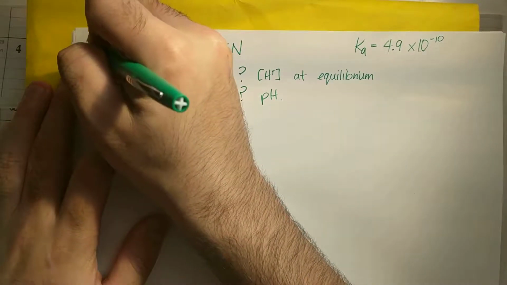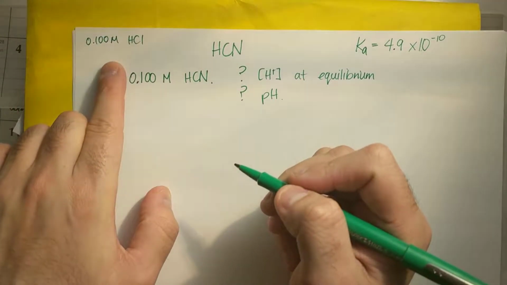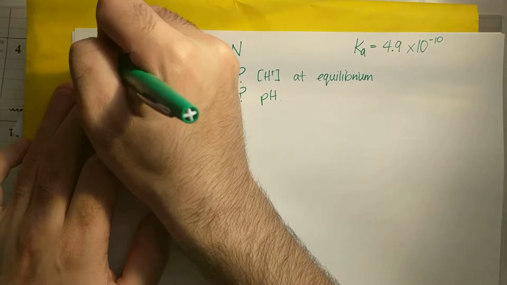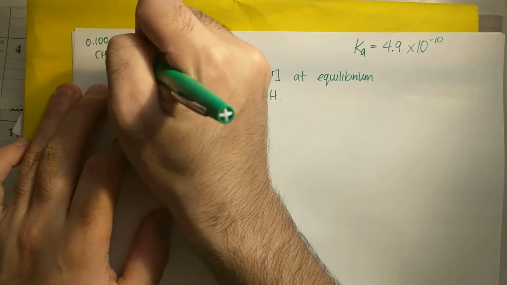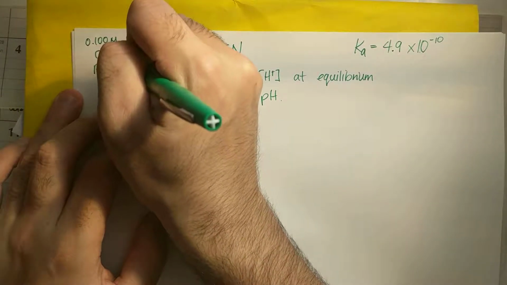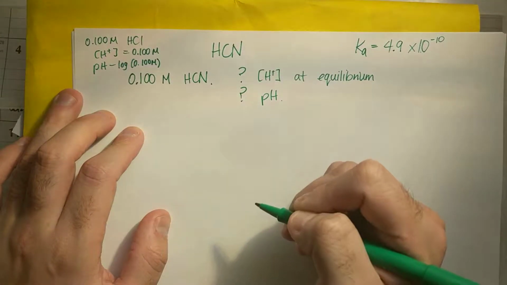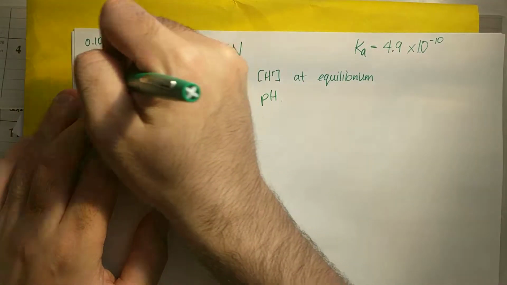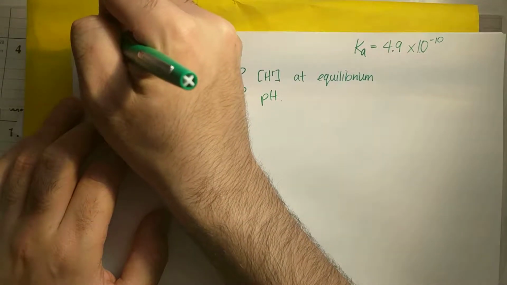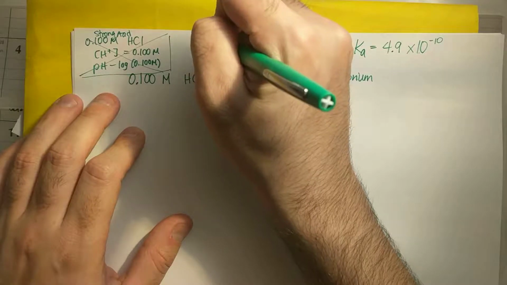If this was a strong acid, if I had 0.1 molar of HCl, which is a strong acid, the concentration of H plus would also equal 0.1 molar, and the pH would be the negative log of 0.100 molar. Okay? But I can't do that with this problem. This is a weak acid, and I'm working with a weak acid here.